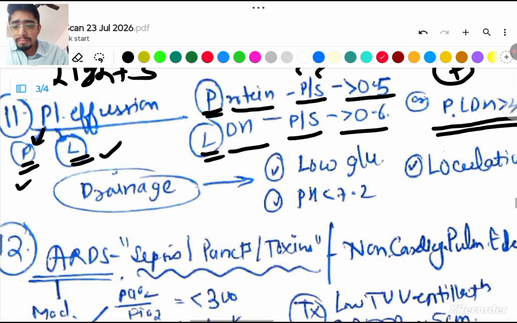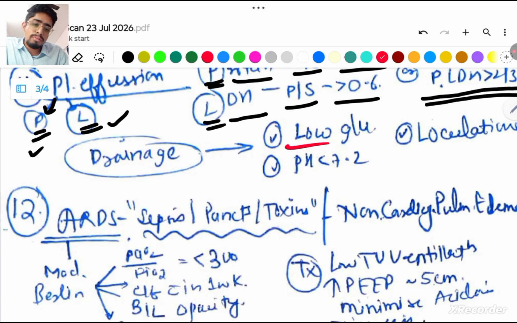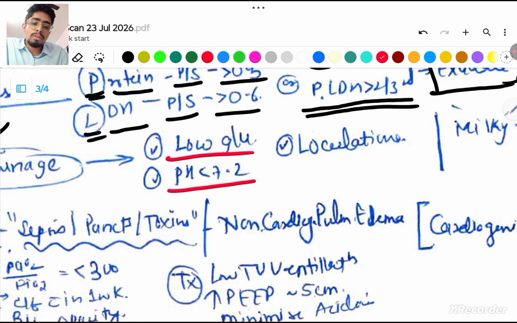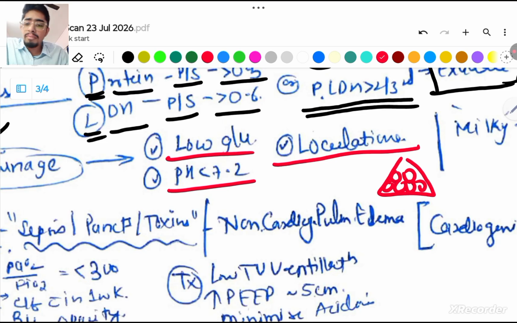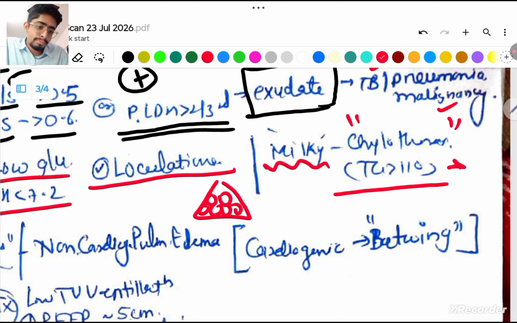Now, when will you drain the fluid? It is in the cases of low glucose or pH less than 7.2, or if there is localization. Whenever you see there is a localization in the lungs, you always need to drain the fluid. Now, whenever you see a milky appearance of the pleural fluid, it is suggestive of chylothorax. The TG values, the triglyceride values, are more than 110.